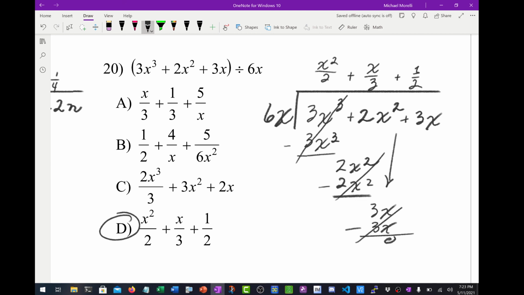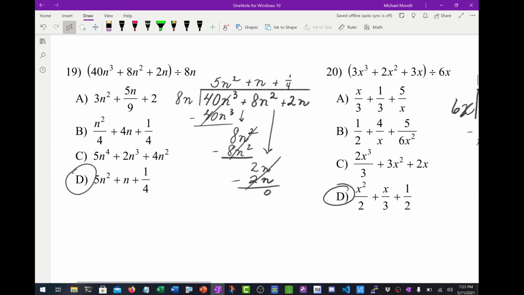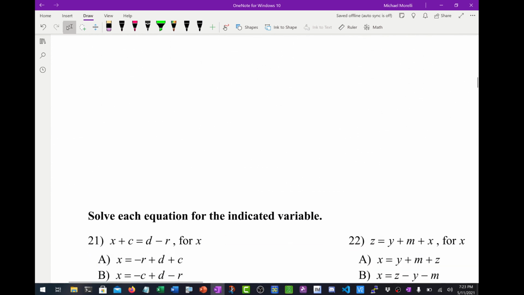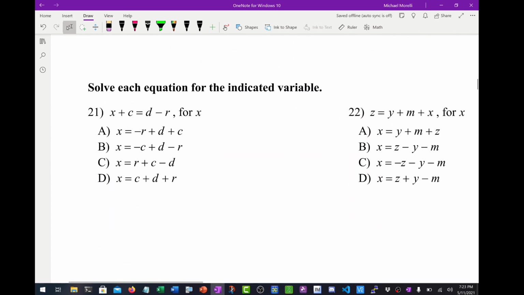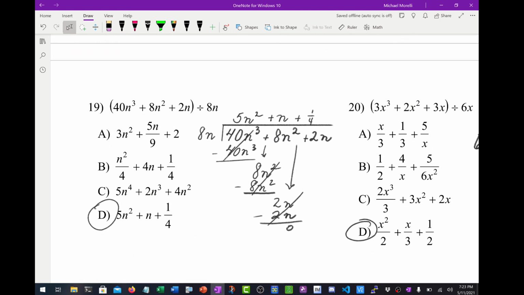Okay, so pure coincidence that the last 4 problems have all been D. I didn't make it that way. Let's see what's coming up ahead. Okay, this is a completely different type of problem up ahead, so I think I'll stop the video here since we're done with polynomial division, and we'll pick it up in the next section in the next video.